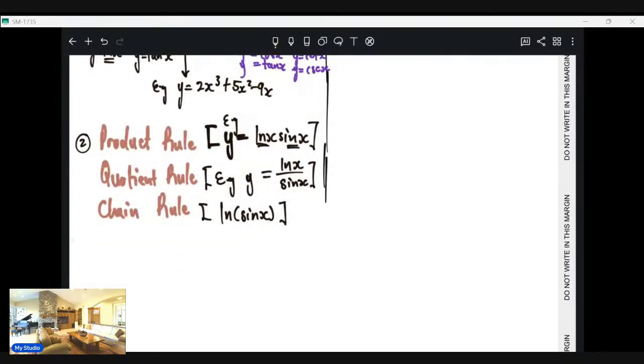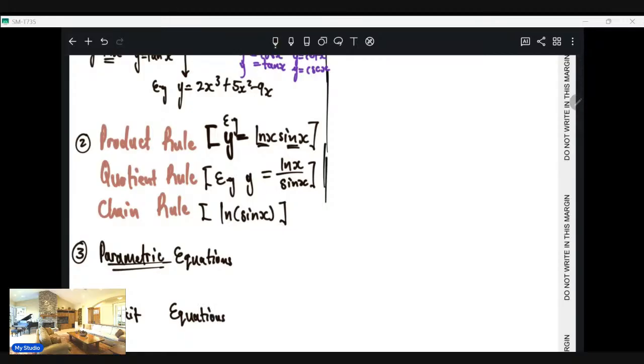You then need to know how to differentiate parametric equations. How do you differentiate parametric equations and implicit equations? Are we together?